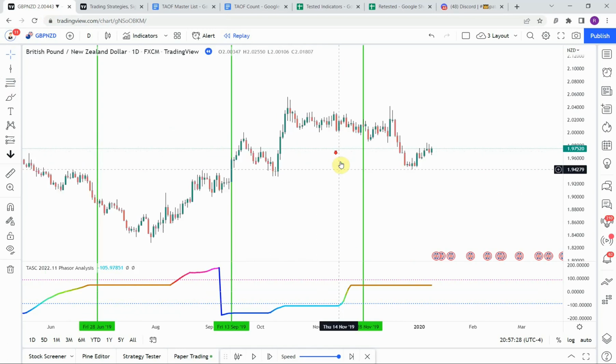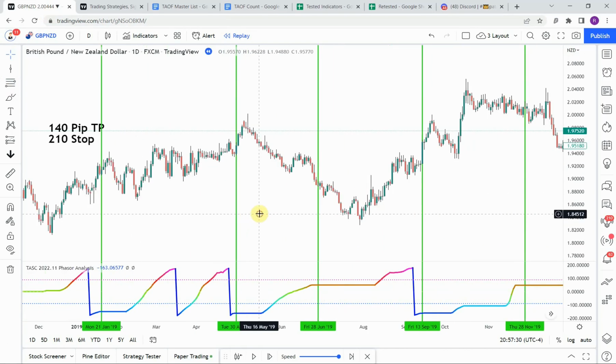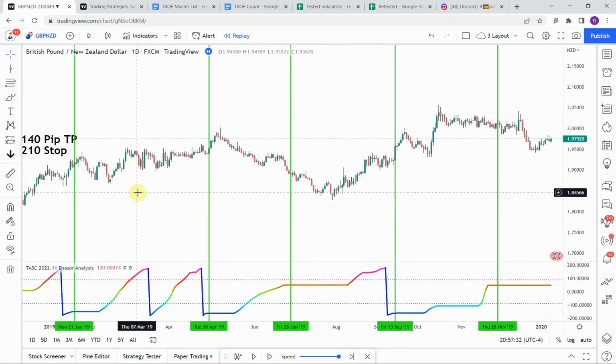All right, back to our indicator here. Let's go ahead and scroll back. All right, so we have 1, 2, 3, 4, and 5. 5 trades altogether and 5 winning trades.